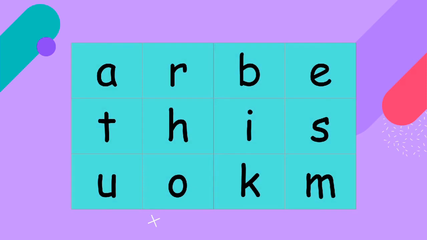Here I have a box with 1, 2, 3, 4, 5, 6, 7, 8, 9, 10, 11, 12 small boxes. Inside the small boxes, there are letters. So each box has got a letter, an alphabet: A, R, B, E, T, H, I, S, O, U, K, and M. And then what's the game? I'm going to tell you on the next slide.